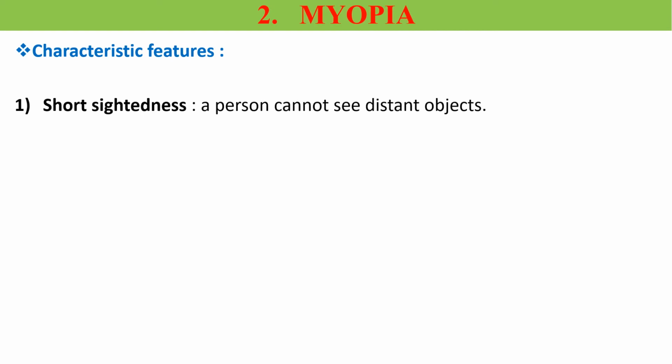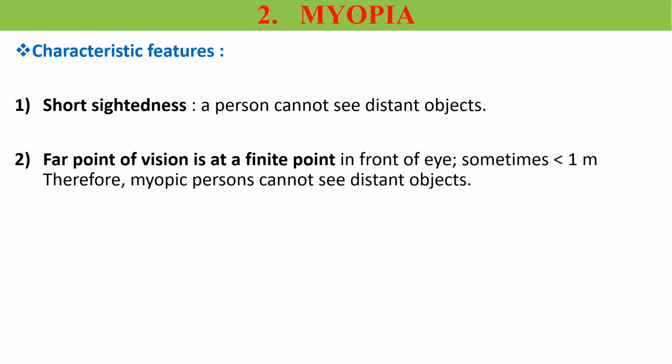The person will be short-sighted, that is, the person will be able to see near objects clearly. The far point of vision in a myopic person is at a finite point instead of being at infinity. Sometimes it can be as near as less than 1 meter. Thus, a myopic person cannot see distant objects clearly.